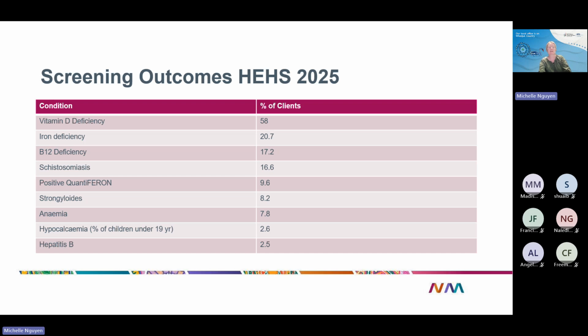So firstly, I've just put a slide up there that I did show in our first talk as well, looking at some of the screening outcomes in our service for 2025. So some of the conditions that we more commonly see. You can see there vitamin D deficiency, iron deficiency, B12 deficiency, also some parasitic infections such as schistosomiasis and strongyloides, and then things like anemia, hypocalcemia and chronic hepatitis B. That's not all that we screen for, but it just gives you a flavour of the sort of things that we commonly see.